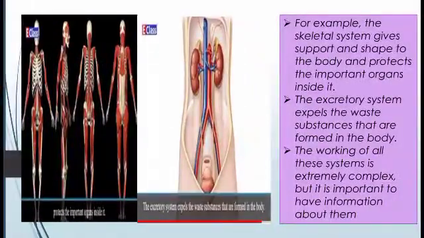For example, the skeleton system. This gives shape and support to the body and protects the internal organs, the important organs that are present inside our body. Next is the excretory system. It expels the waste substances that are not required by the body in the form of stool or urine. That means this thing is not required by the body, and the excretory system helps in removing that waste from the body. So the working of all these systems is extremely complex, and we never know how they are functioning. But it is important to understand at least some of the information about it.